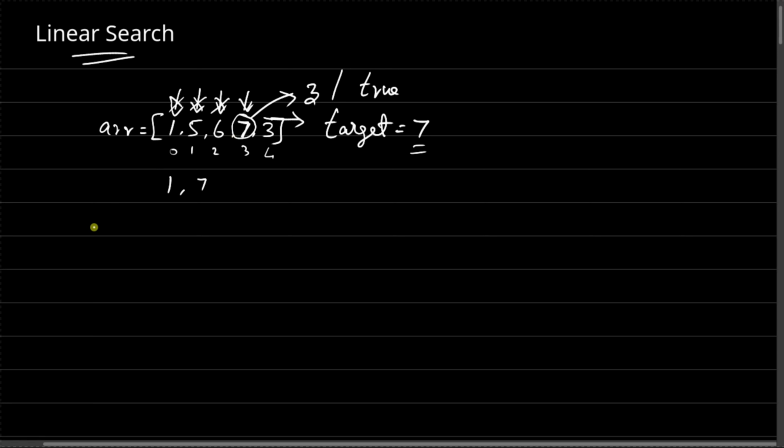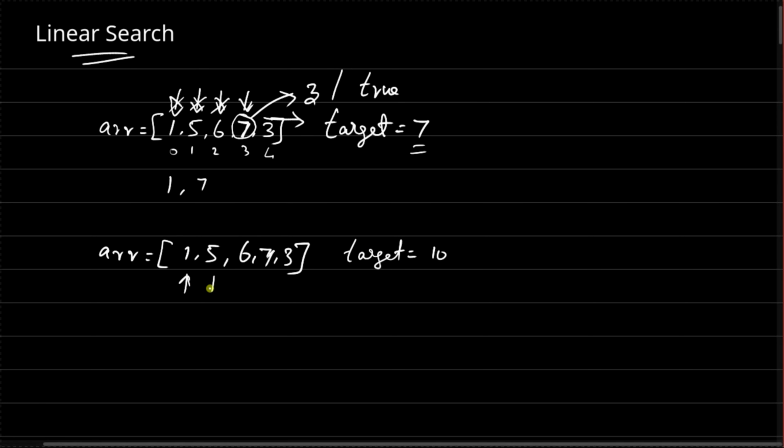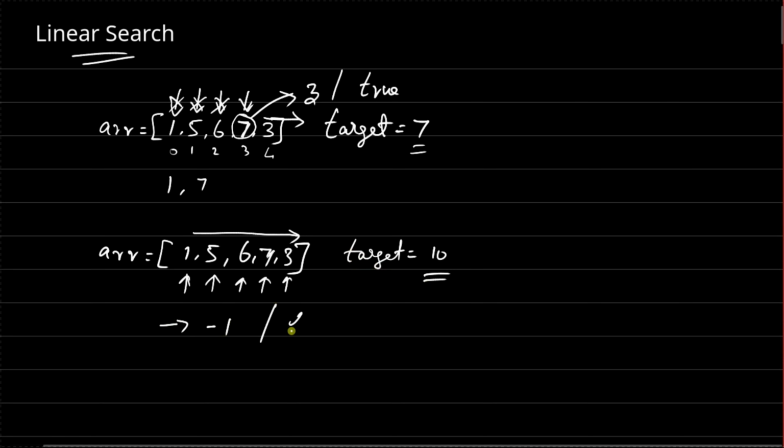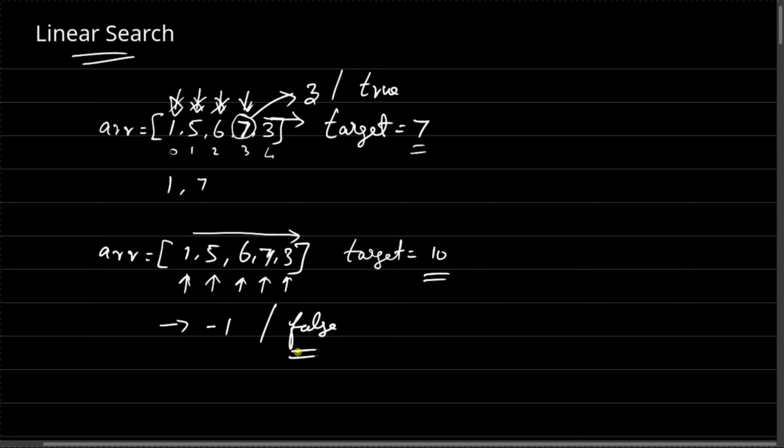Let's see another case: what happens if the target element is not found in the array. Here we can see the target element is not there in the array. At the 0th index, the element is 1 but our target is 10. It's not equal to our target. Then move to the next element. This is also not equal to our target, and the rest cannot be our target either. Suppose we traverse the entire array and we couldn't find the target element, we can straight away return -1 or false. This is based on our requirements.